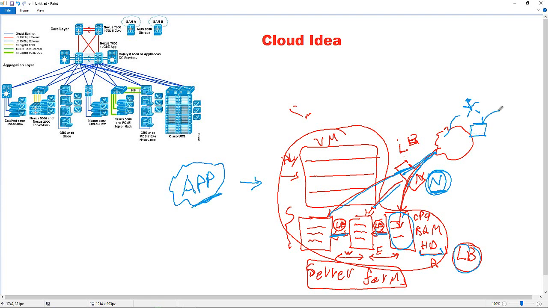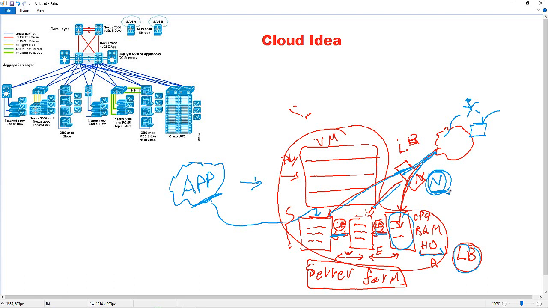Okay, so now we have to understand that we have our application, and this application should go and work in the server under resources, CPU, RAM, and hard disk, and through that server your services should be delivered perfectly through your network and through the load balancer.